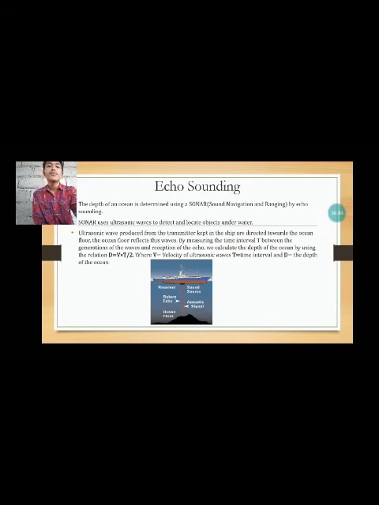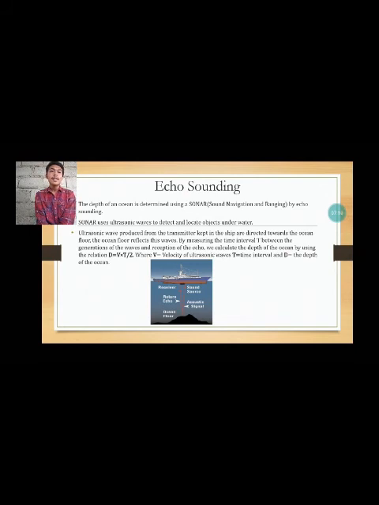So echo sounding. The depth of an ocean is determined by using sonar, or sound navigation and ranging, by echo sounding. So sonar uses ultrasonic waves to detect and locate objects underwater. Okay. So ultrasonic waves produced from the transmitter kept in the ship are directed towards the ocean floor. The ocean floor reflects these waves.